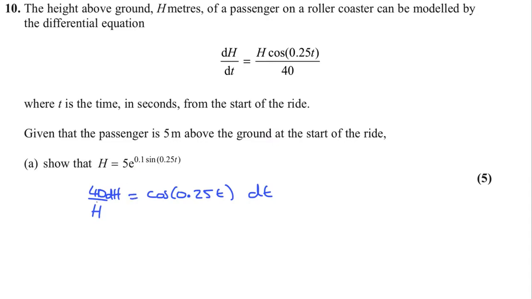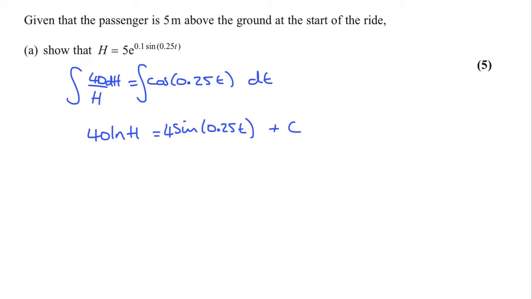Once we've separated the variables, we can then integrate both sides. Integrating this is going to give me 40 natural log h. h is the height above ground, so h will always be positive, which means I don't need mod signs around my h. Integrating cos is sine. I've got a 0.25, so I'm going to need to divide by that 0.25. Dividing by 0.25 is the same as timesing by 4 though. So that gives me, don't forget your plus c as well, 4 sine 0.25t plus c.